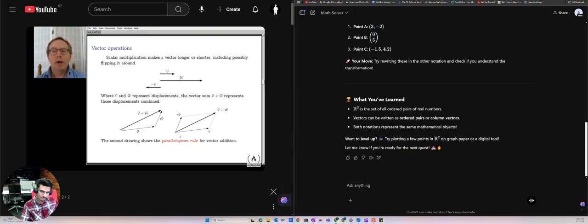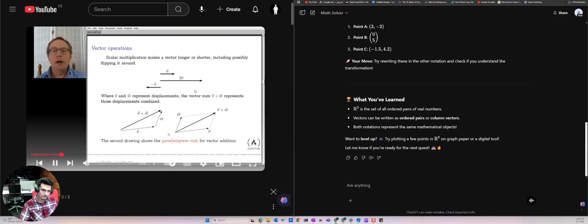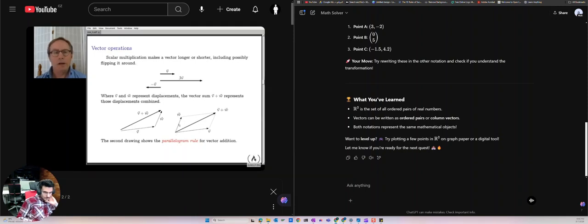You often hear this described as the parallelogram rule because, see, you draw a parallelogram and then v plus w extends from the lower corner to the upper corner. So it's got a kind of a nice picture.